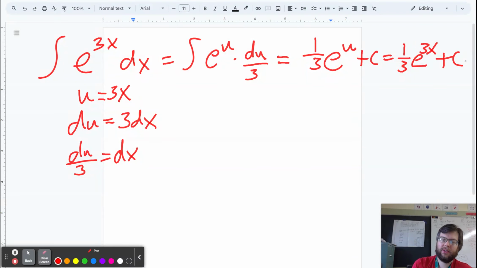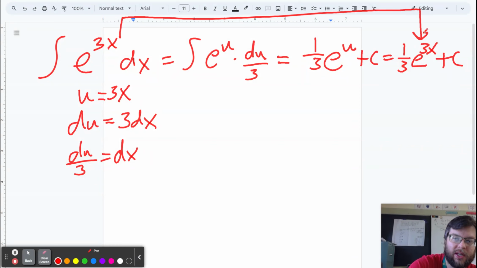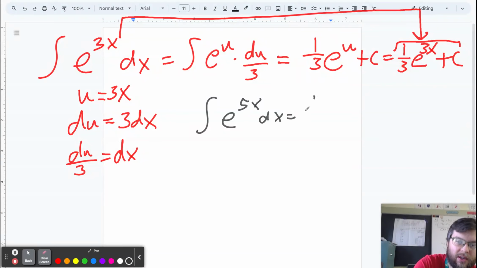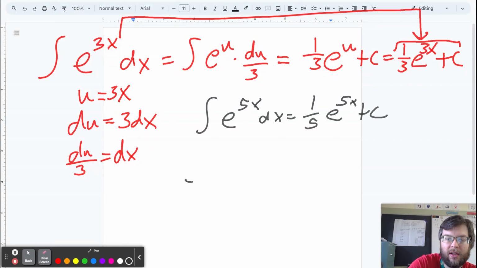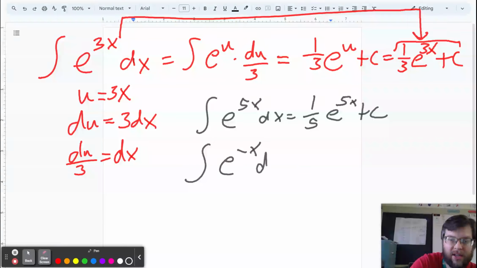This only works if there is a linear term in the exponent. And I will often just skip from there to the answer because it happens so frequently, and the substitution is just a linear term. You just have to divide by its coefficient. So just to show you a few more examples, if I did the integral of e to the 5x dx, it would be 1/5 e to the 5x plus c.